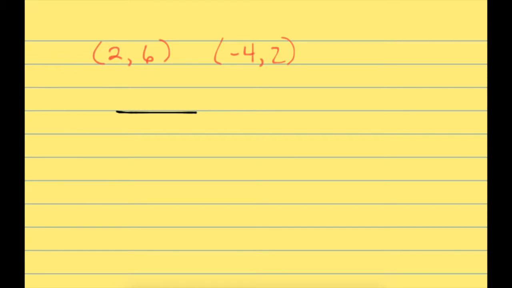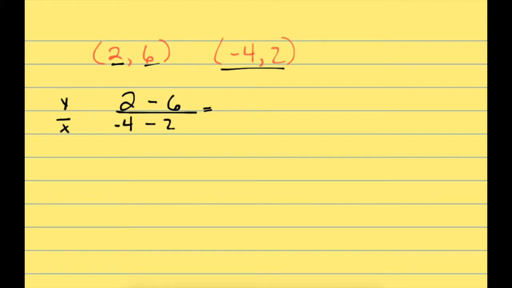So if we let this one be first, then we've got 2 first on top and negative 4 first on bottom. Remember, it's always y over x. So we got 2 first on top, which means that 6 comes second on top. So we're doing 2 minus 6. And on the bottom, we're doing negative 4 minus this 2 over here. And then all we have to do is simplify that.